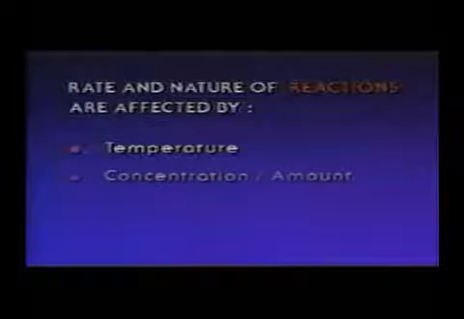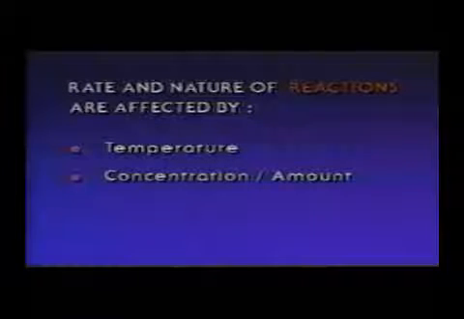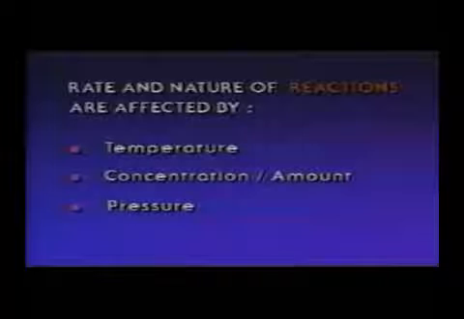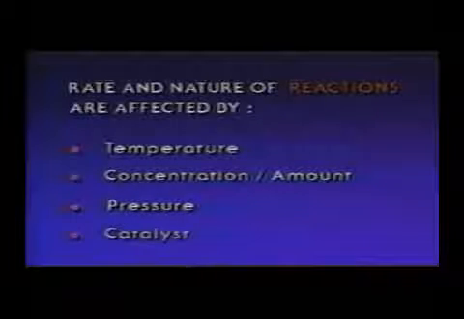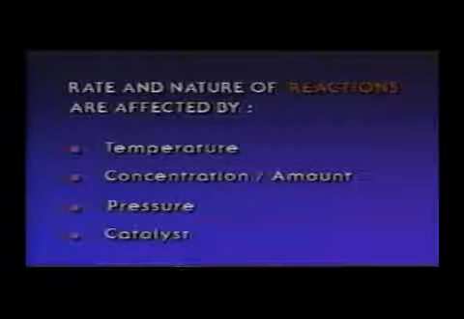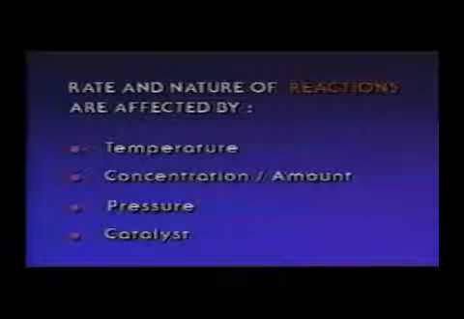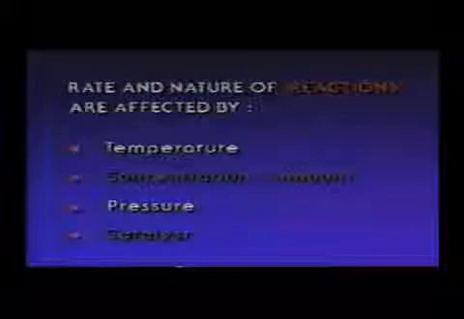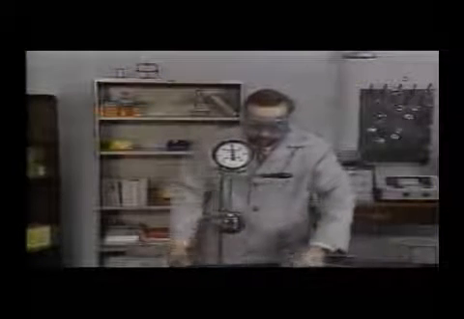In addition to temperature, the rate and nature of a chemical reaction can be affected by the concentration and total amount of materials involved, an increase or decrease in pressure, and the presence of catalysts. In chemicals that are gases, the effects of temperature and pressure are interrelated, as shown in this experiment. For simplification, we're producing a physical change, not a chemical reaction.